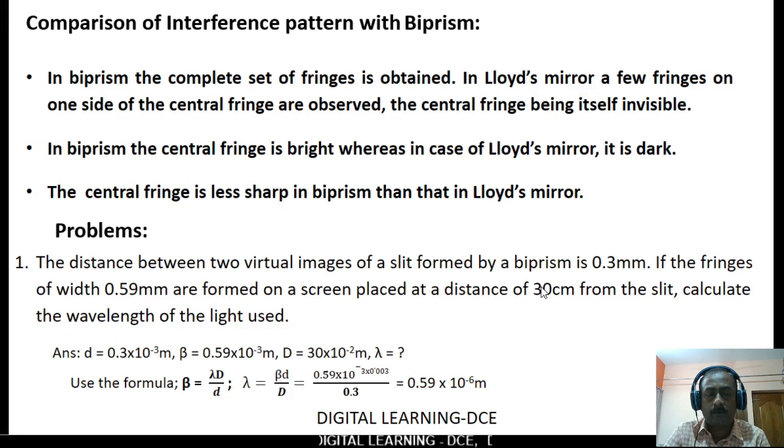The fringe width beta is equal to 0.59 into 10 raised to minus 3 meter. The distance between the biprism and screen D is equal to 30 into 10 raised to minus 2 meter. Then find out the wavelength of light used, lambda. For this one, you can use the formula, the fringe width beta equals lambda into D by small d. Therefore, lambda is equal to beta into d upon capital D. By substituting the above data in this formula, on further calculation, you can get 0.59 into 10 to the power of minus 6 meter. This is the wavelength.